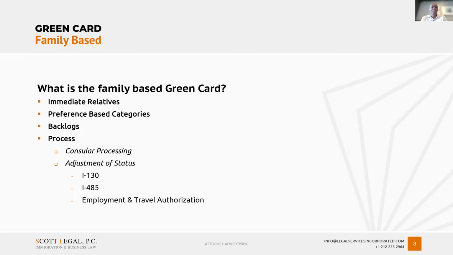And the thing you have to keep in mind with those, though, is they are backlogged. So under the immediate relative category, the green card is always available. Unfortunately, under the preference-based category, it's not. So depending on which country you're from and which category it is, there could be a delay. For example, the one I gave you where U.S. citizens sponsor their sibling, it would be 14 or 15 years before that particular green card category was available, and there's no immigration benefit that the person has during the time that they're waiting.